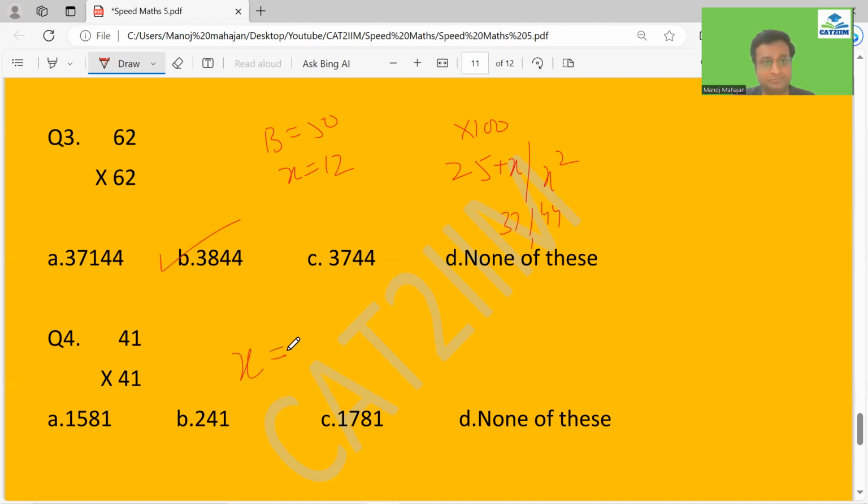What is x over here? Minus 9. Base is again 50. So minus 9 square is what? 81. 25 minus 9, that is what? 16. So 1681. So we could mark this straight away.